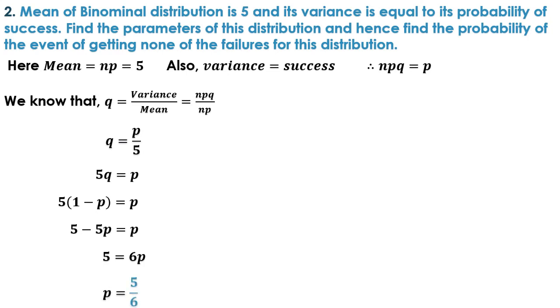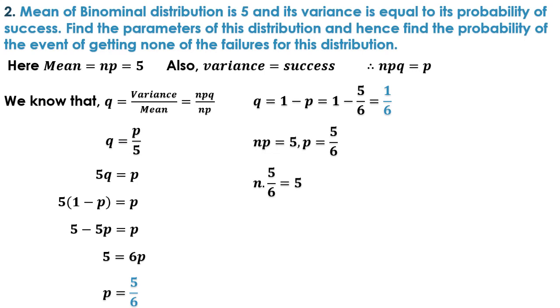So that's my first parameter, that is probability of success 5 upon 6. Next, I can easily calculate q, that is 1 minus 5 upon 6, 1 upon 6. Now I have NP as 5 and P is 5 upon 6. So I will put the P value into the NP equation.